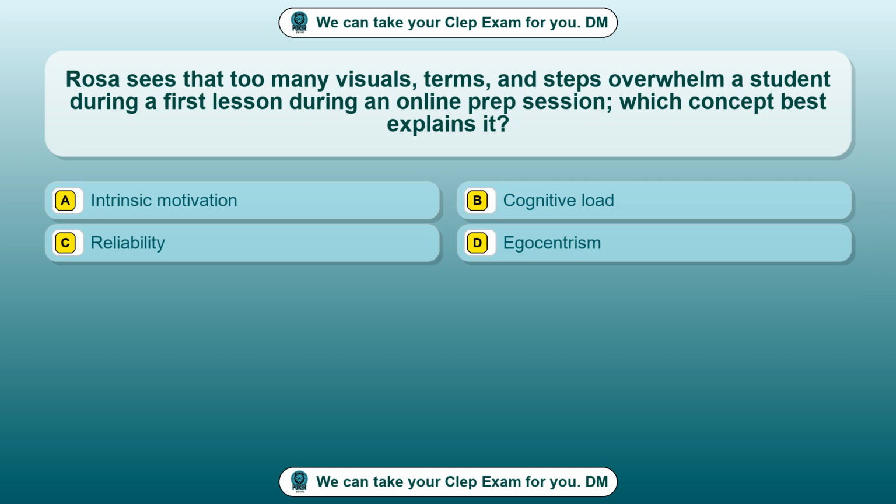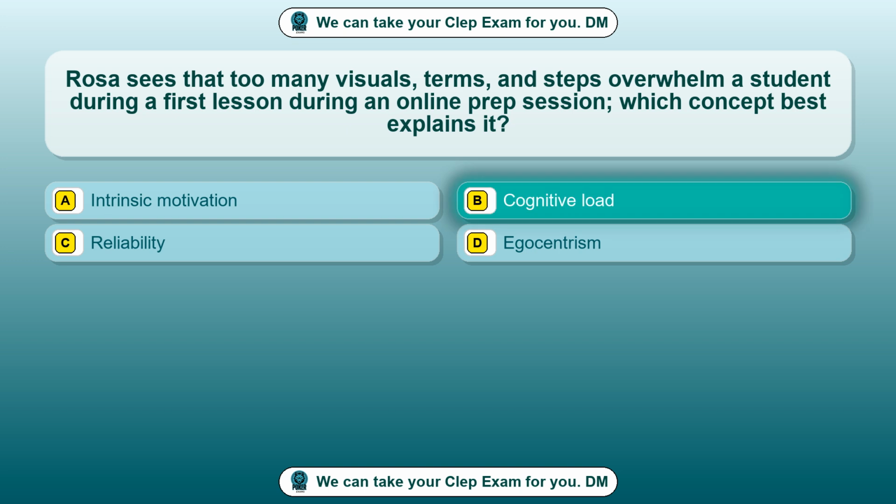Question 45. Rosa sees that too many visuals, terms, and steps overwhelm a student during a first lesson during an online prep session. Which concept best explains it? Option A, intrinsic motivation. Option B, cognitive load. Option C, reliability. Option D, egocentrism. The correct answer is option B.